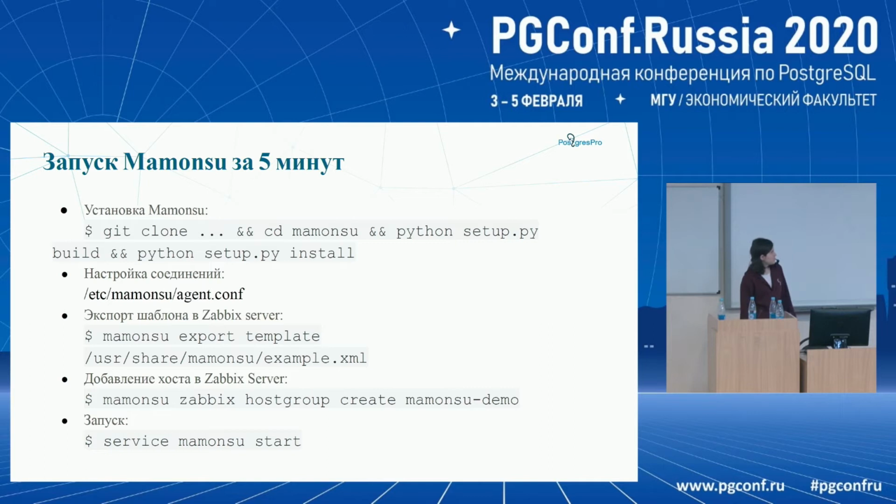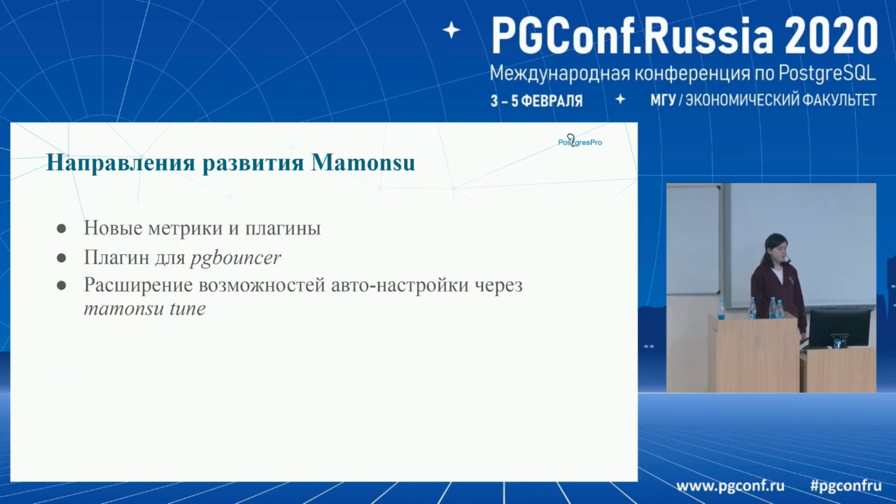We install Mamonsu. Here is an example from the source. We have available packages. Then we start a configuration file. We set the configuration there: the host and parameters of connection to the database. You can disable some plugins, and you can set custom intervals of the metrics collection. Then we export the template to the Zabbix server. We create a host group that is tied to the template, and then we can start Mamonsu. Then we will have the monitoring of Postgres and of your operating system.